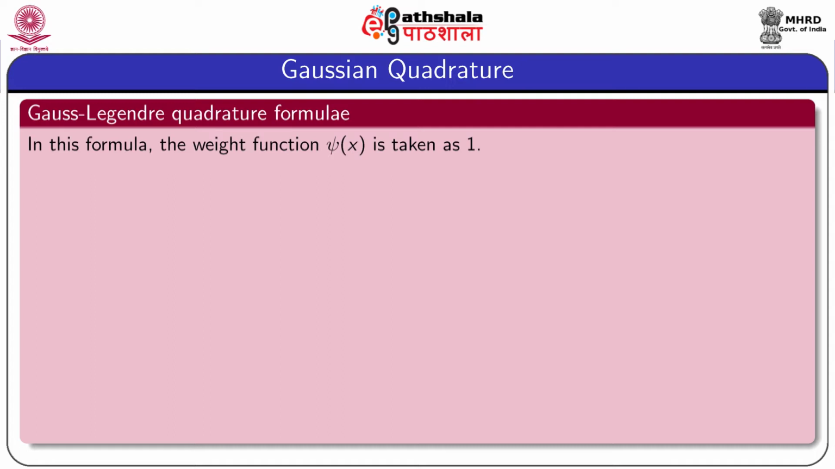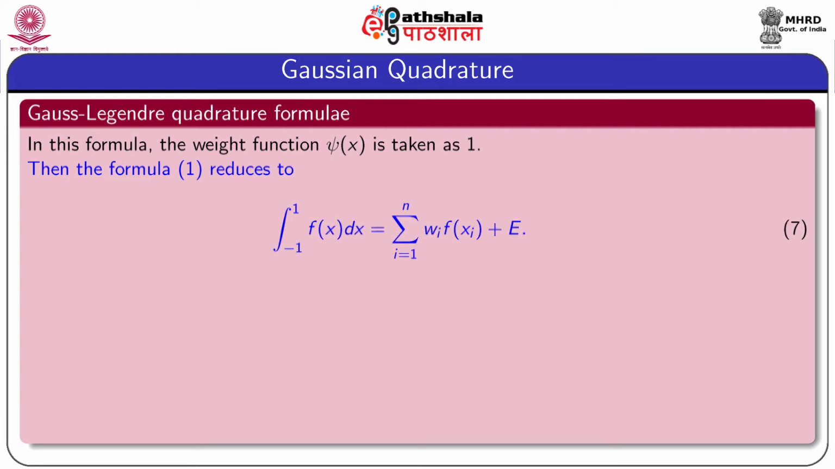Now, we consider a particular Gaussian quadrature formula known as the Gauss-Legendre quadrature formula. For this formula, the weight function ψ(x) is taken as 1. So, in this case formula 1 reduces to integration minus 1 to 1 f(x) dx equals summation i equal to 1 to n w_i f(x_i) plus error. Note that any finite interval can be transferred to the interval minus 1 to 1, but an infinite interval cannot be transferred to a finite interval like minus 1 to 1 straightforwardly, but by replacing x by 1 by x, one can change the infinite interval to a finite interval.